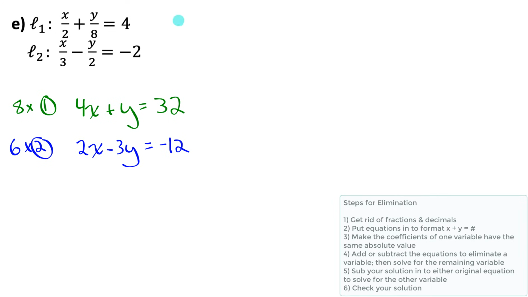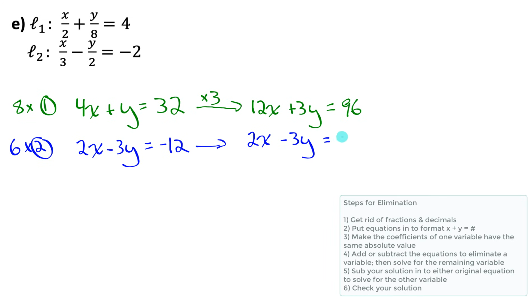I'm going to get the coefficient of the y in equation number 1. I'm going to make that coefficient be 3, so that it'll have the same absolute value of the y in equation number 2. So I'm going to multiply this equation by 3. And when I multiply all three terms in that equation by 3, I get 12x plus 3y equals 96. And equation 2, I'll just rewrite it the way it is, but I'll make sure the like terms are lined up. So 2x minus 3y equals negative 12.